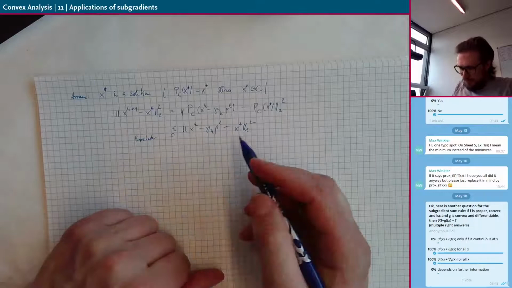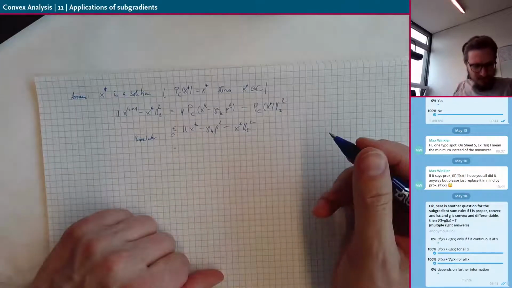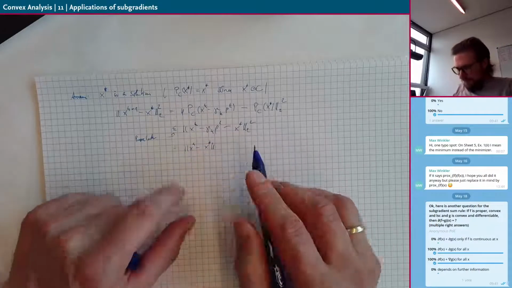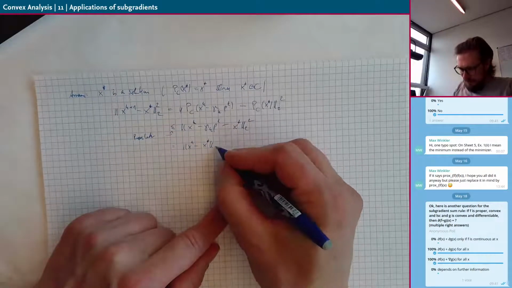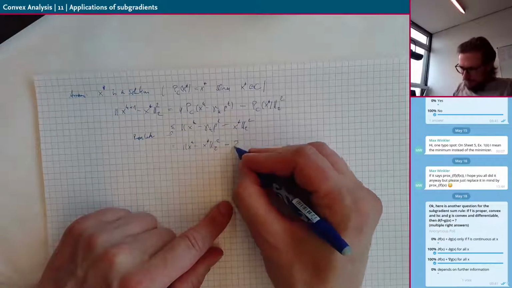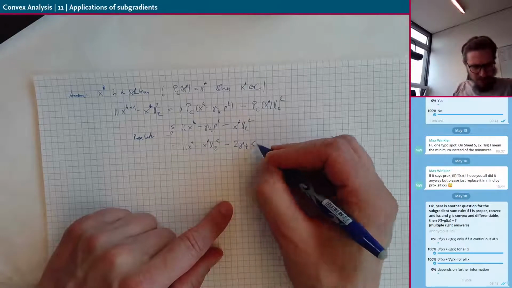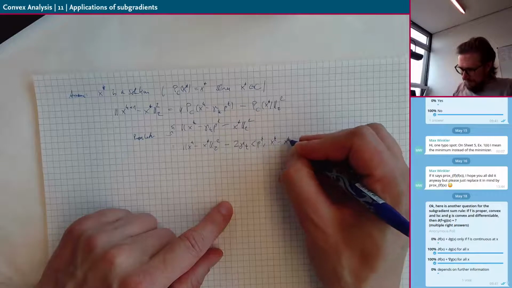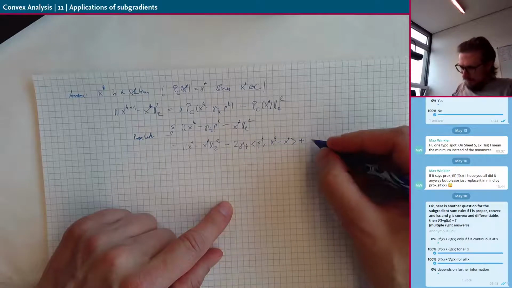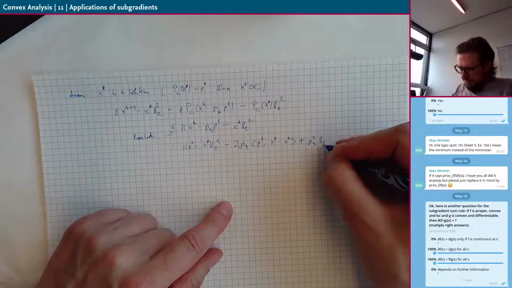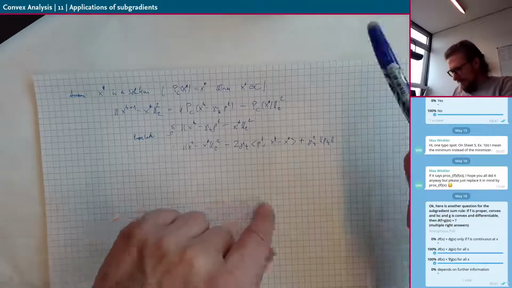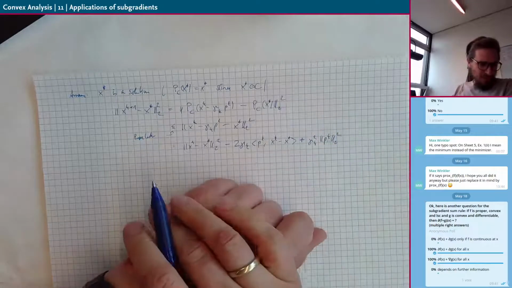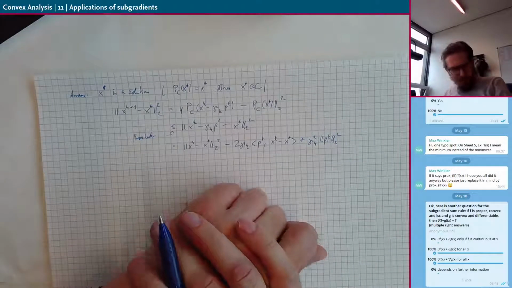Now we just expand the square here, giving us xk minus x star, 2 norm squared, minus 2 gamma k times the inner product of pk with xk minus x star, plus gamma k squared times the 2 norm squared of pk.